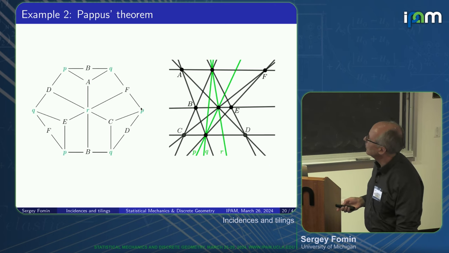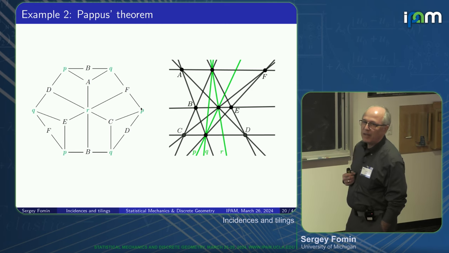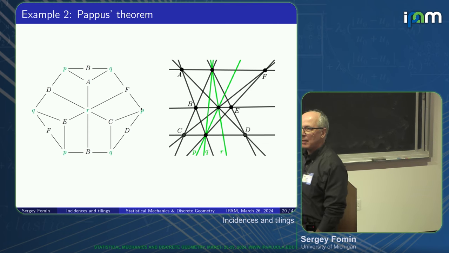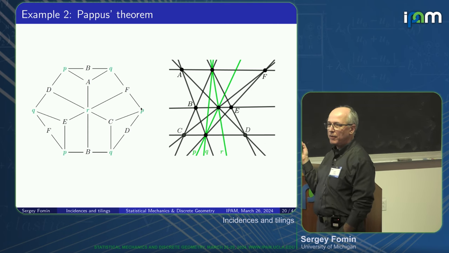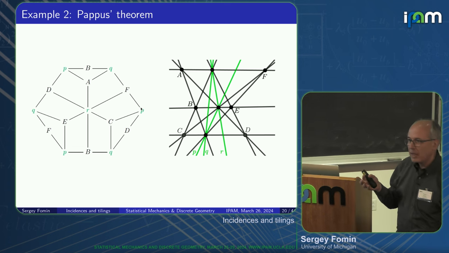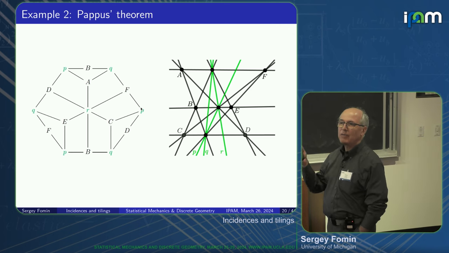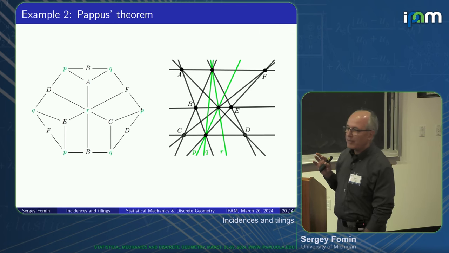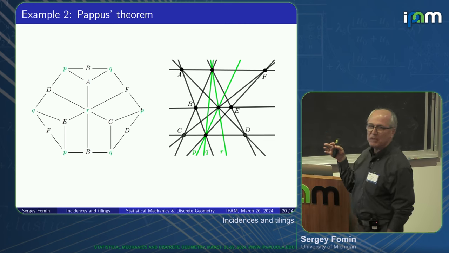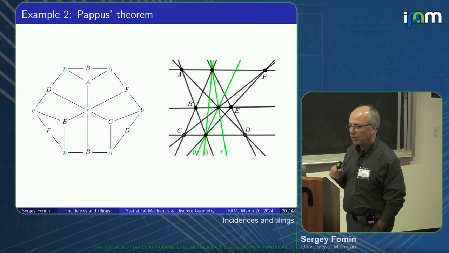Now let's move to Pappus. You would think that in this case, just like before, we just need to pick some of the points and some of the lines of the original configuration and somehow figure out where to put them at the vertices of some tiling of some surface, and then everything will work out. If that were the case, then my feeling is this would have been discovered long ago. But it's not that simple.